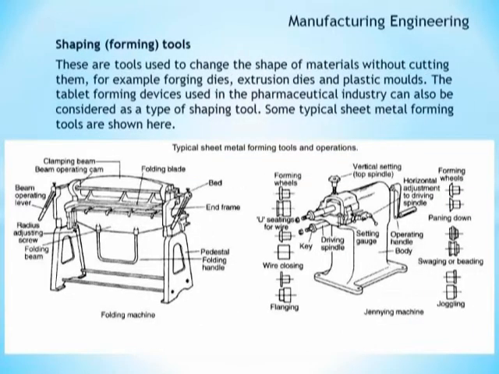B. Shaping forming tools. These are tools used to change the shape of materials without cutting them, for example forging dies, extrusion dies and plastic molds. The tablet forming devices used in the pharmaceutical industry can also be considered as a type of shaping tool. Some typical sheet metal forming tools are shown here.